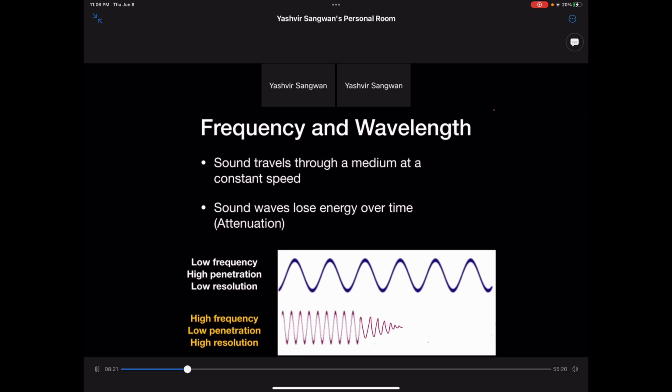Alright? So the speed is equal to frequency times wavelength. So what does that mean?